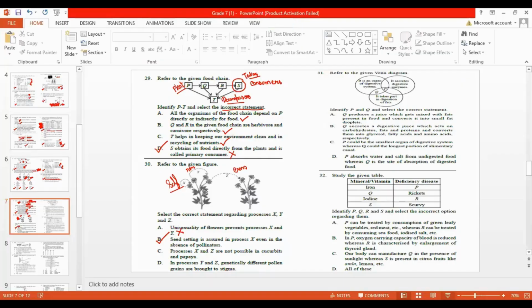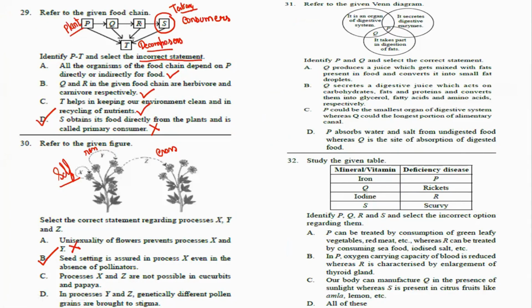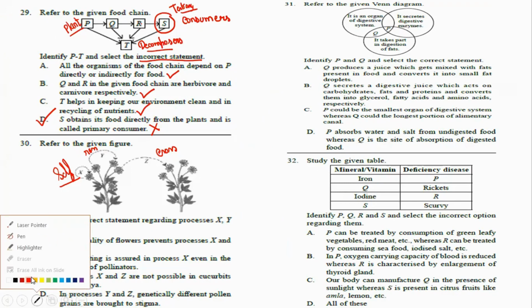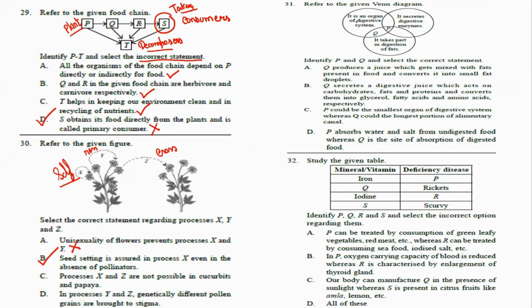Okay, next we have the 31st question of this question paper. It says, refer to the given Venn diagram. In this Venn diagram, you can see that there are 3 circles. The first circle says it is an organ of the digestive system. The second one says it secretes digestive enzyme. And the third one says it takes part in digestion of fat.